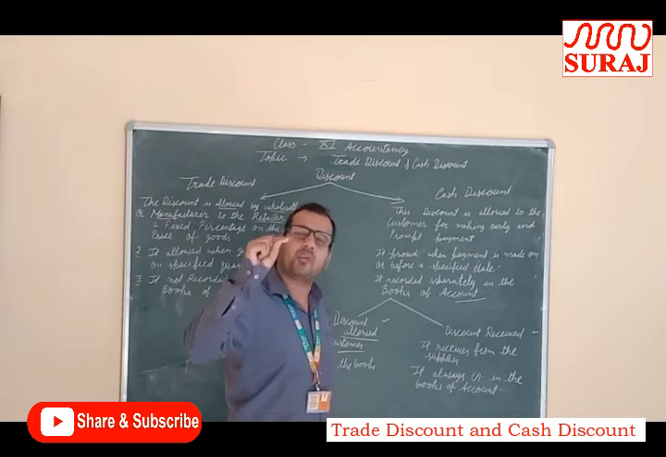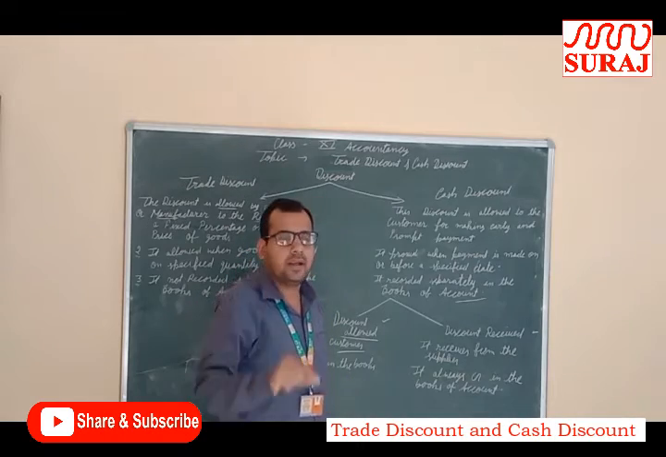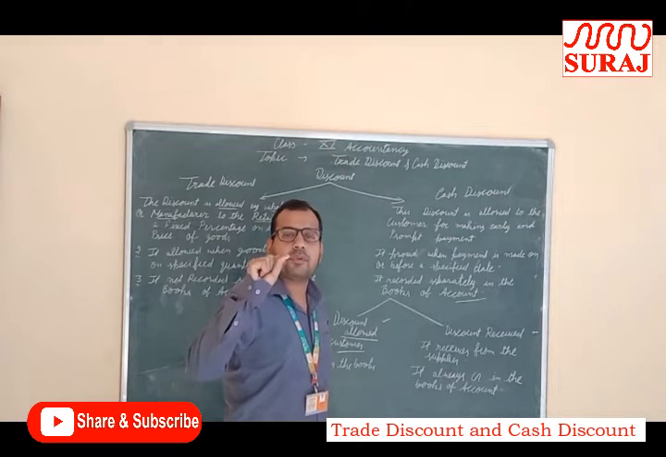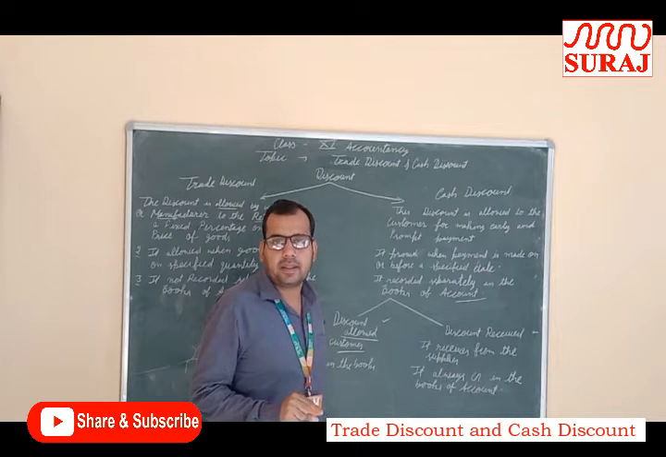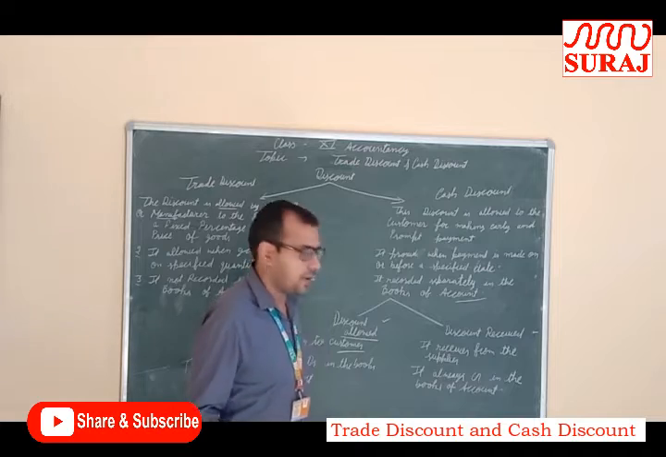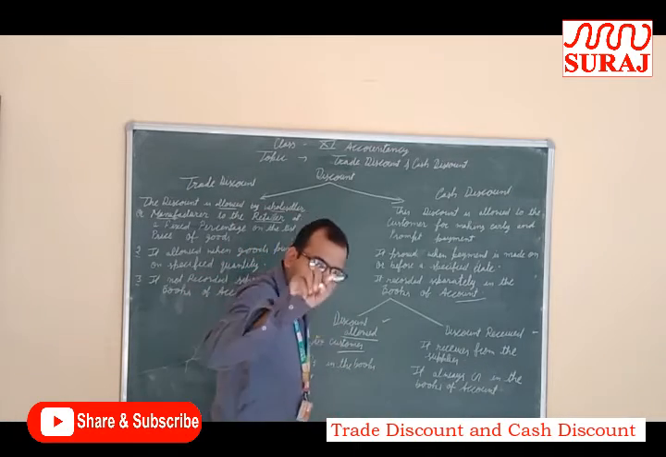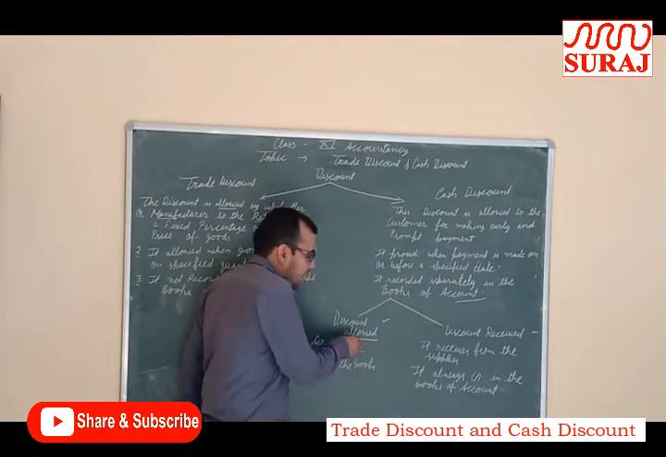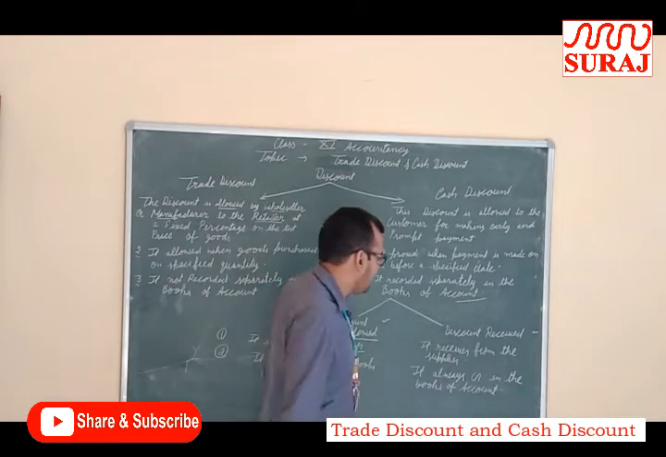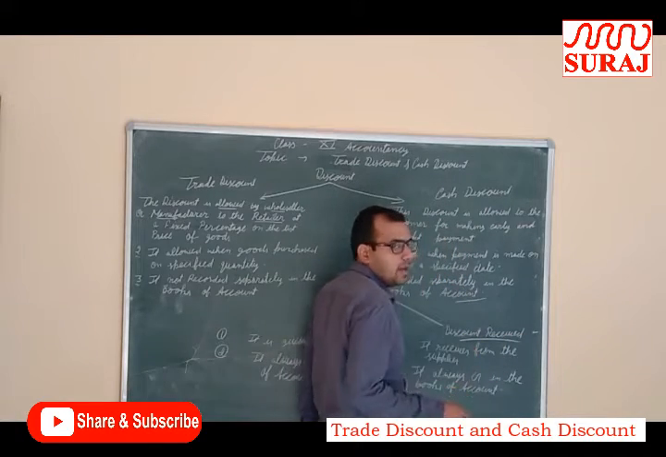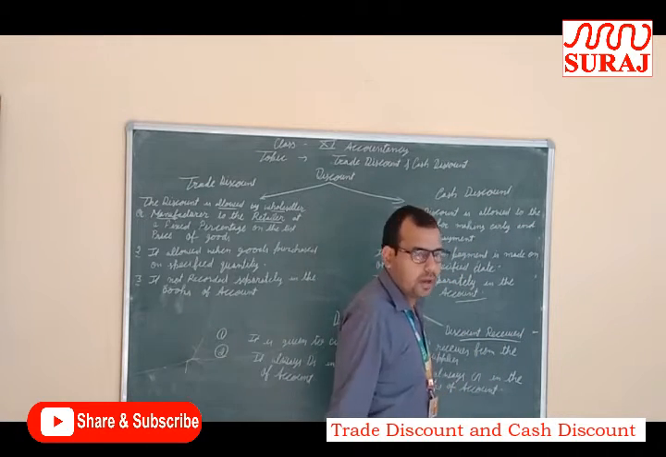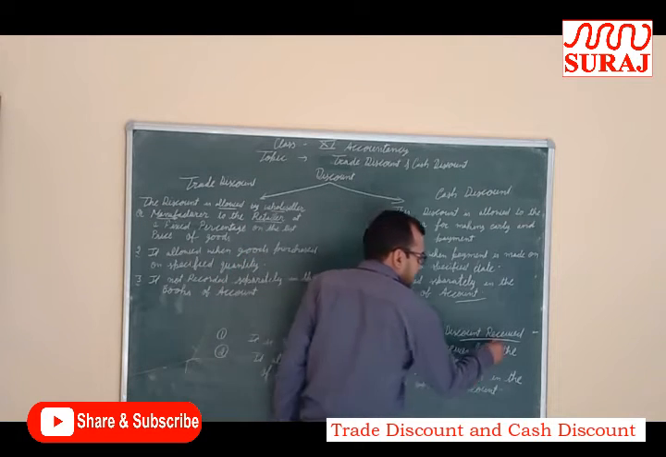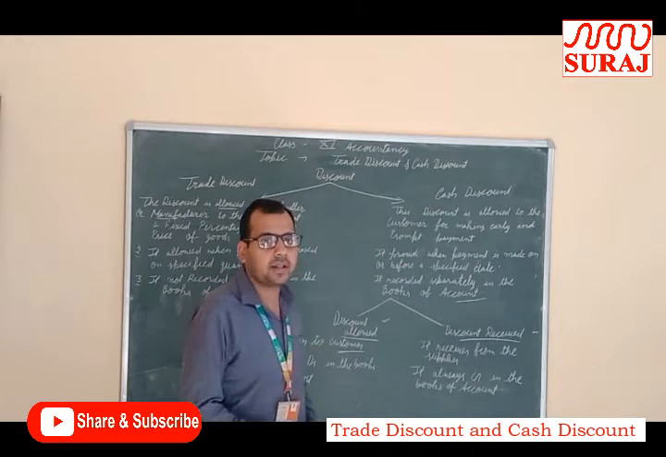Very simple. You can use these things in the entry. Discount allowed or received both come along with cash and bank in the entry. If cash is debit, then discount will also be debit, debit discount allowed. If cash is credit, then discount will be credit, credit discount received.